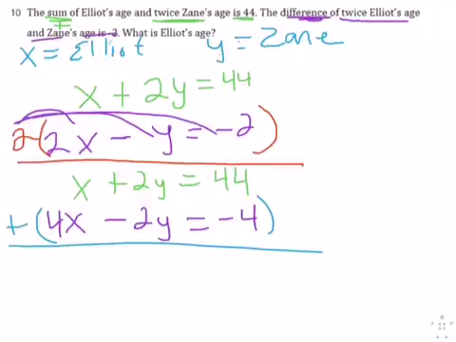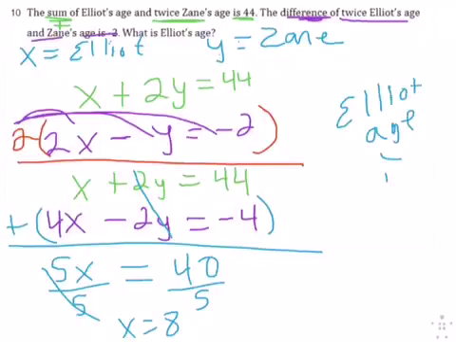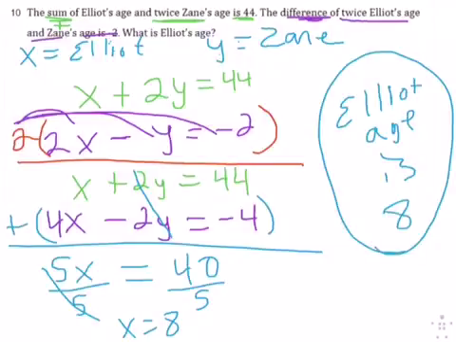So 1x plus 4x is 5x. 2y plus negative 2y cancels out. 44 plus negative 4, same thing as 44 minus 4, equals 40. Divide both sides by 5, and we get x equals 8. Now, we need to go back and see what they are asking us. What is Elliot's age? Elliot is x, so Elliot's age is 8. And we're done.